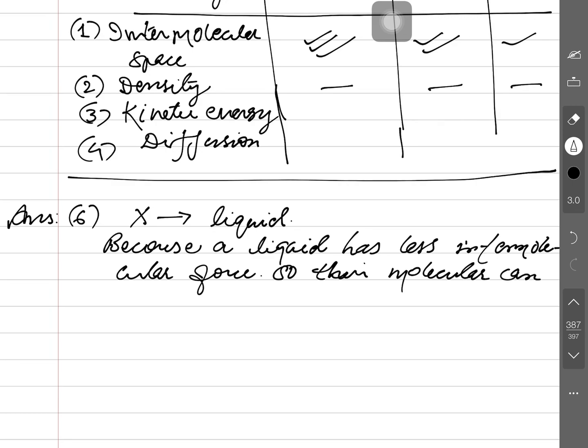can move easily to give shape, meaning any shape you can write here, give any shape.